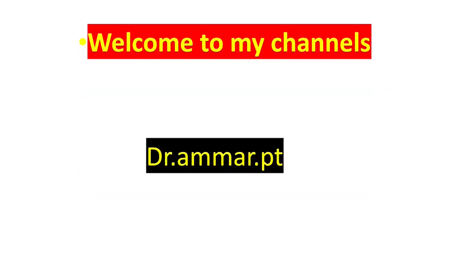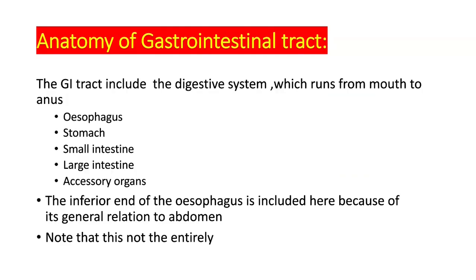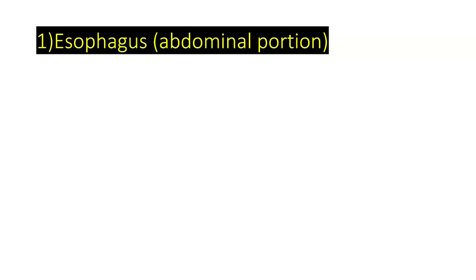Today in this lecture we will discuss the anatomy of the gastrointestinal tract. The gastrointestinal tract includes the digestive system, which runs from the mouth to the anus. It includes the esophagus, stomach, small intestine, large intestine, and accessory organs. The inferior end of the esophagus is included here because it is related to the abdominal cavity. This is not the entire esophagus.